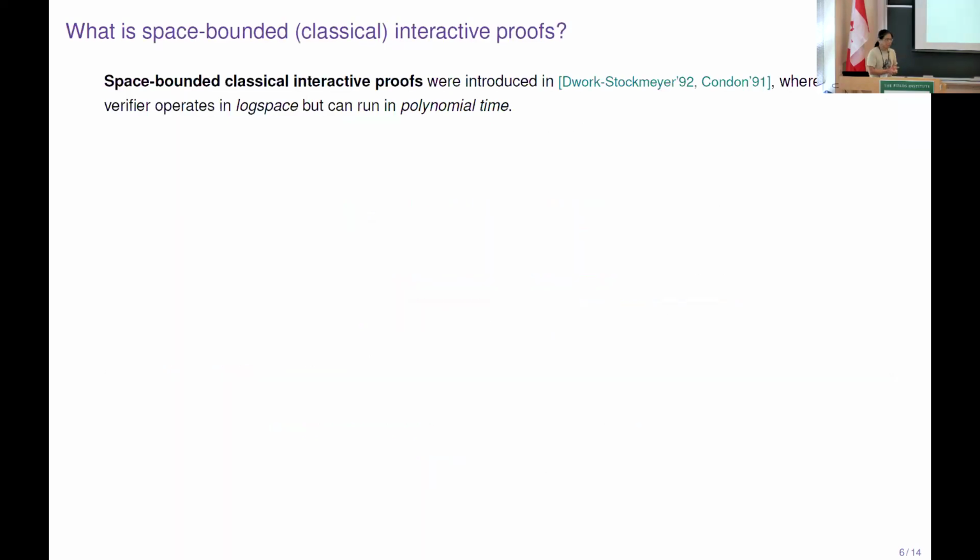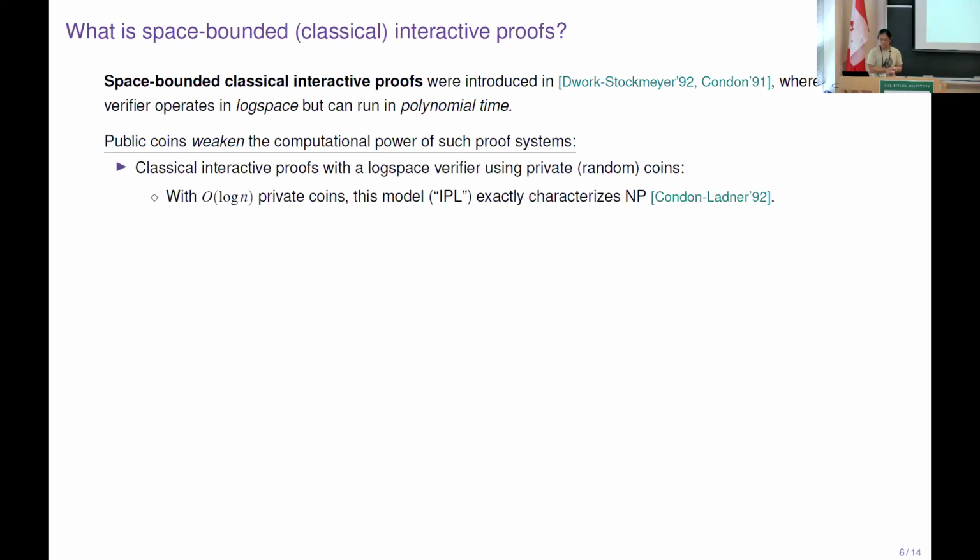So now I try to say something not standard and put space-bounded and interactive proofs together. This space-bounded classical interactive proof was introduced by Dwork and Stockmeyer, and also Condon, about 35 years ago. One interesting and important subtlety here is that, unlike in the time-bounded case, public coins will weaken the power of such proof systems.